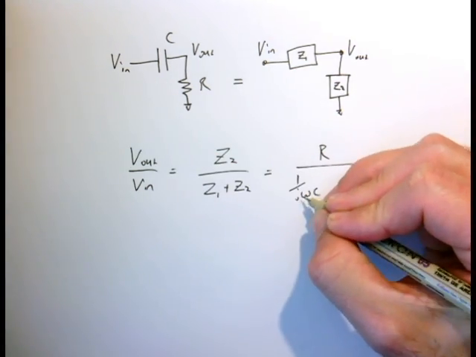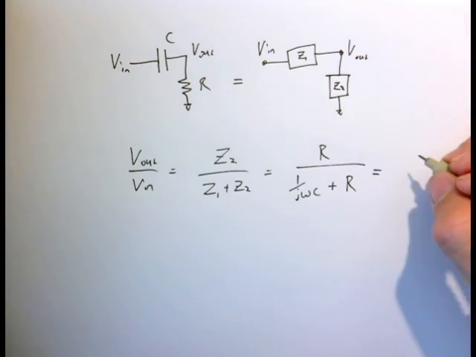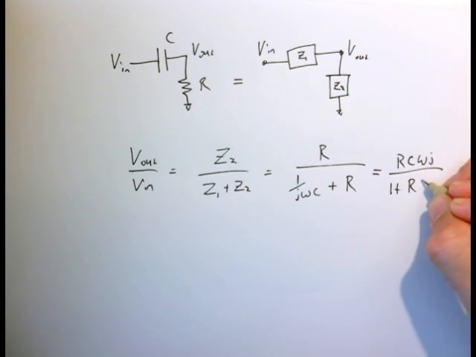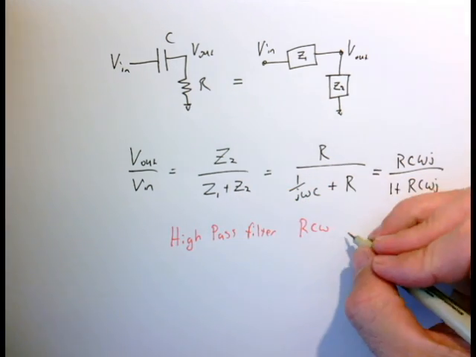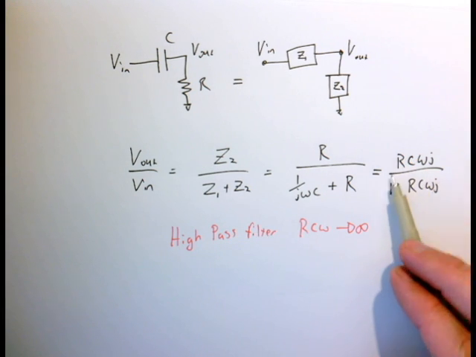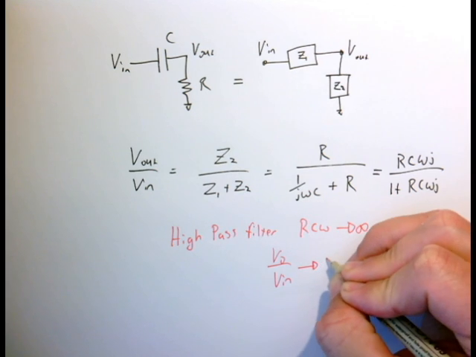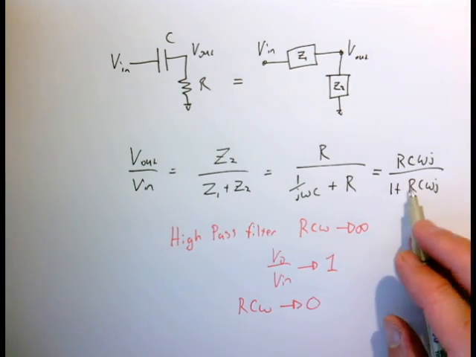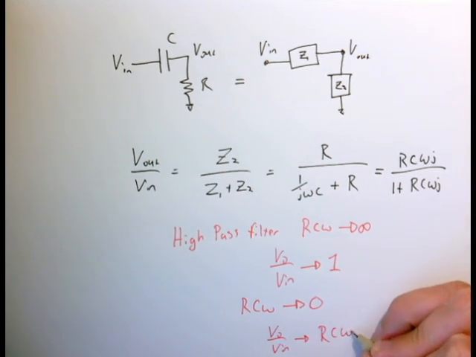So now Z1 is a capacitor, 1 over j omega C, and Z2 is a resistor R, and so that's equal to RC omega j over 1 plus RC omega j. And if you recall, when we analyzed this circuit before and we did this in lab, this was a high-pass filter. As RC omega goes big, to infinity, where this is the dominant thing, then V out over V in goes to 1. And as we go to low frequencies, so RC omega goes to 0, then we see that this term goes away, and V out over V in goes to RC omega j.